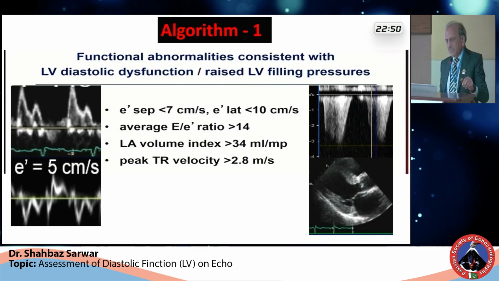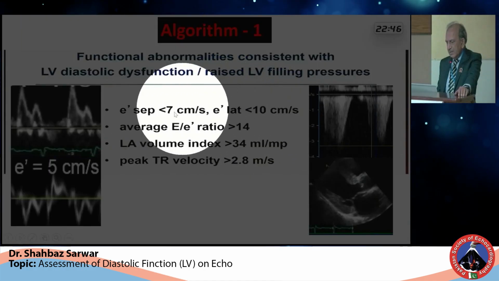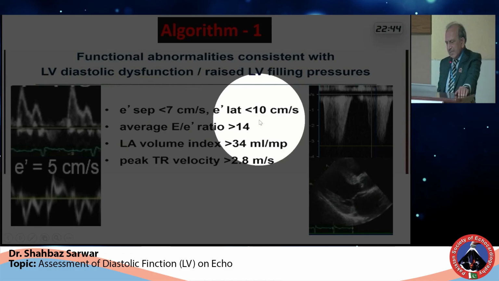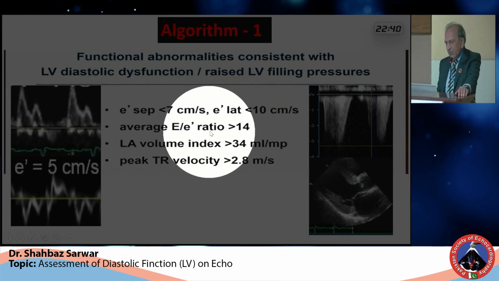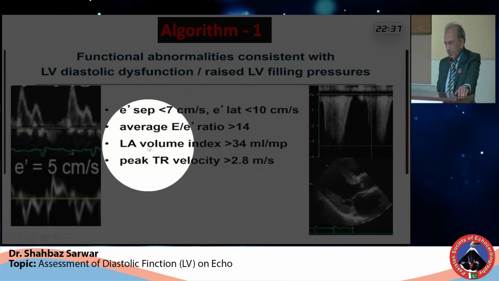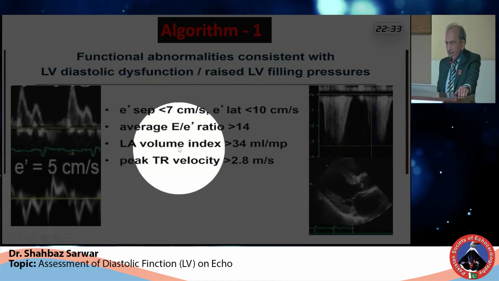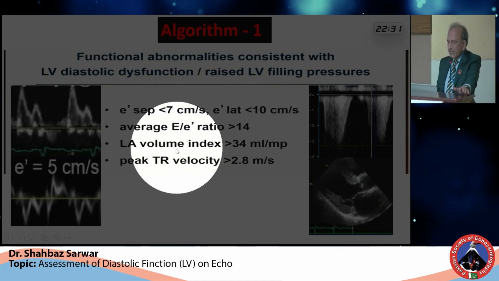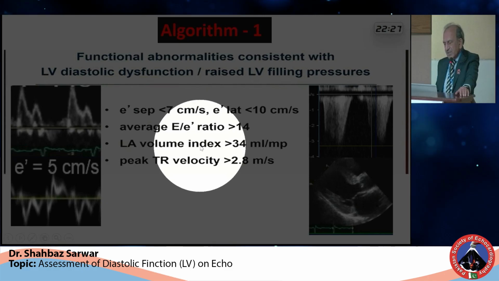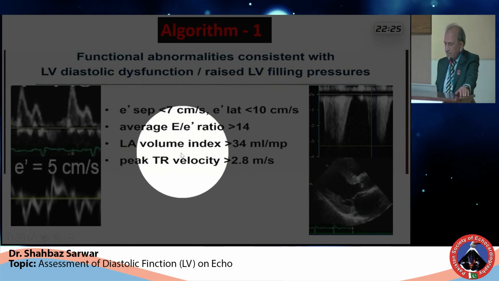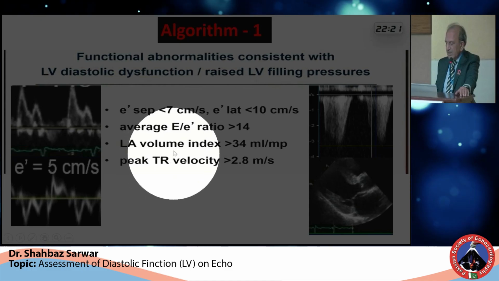So algorithm 1 is that when the E velocity is less than 7 and medial and lateral is less than 10, average E by E prime is more than 14, LA volume index is more than 34, and peak TR velocity is more than 2.8. So if you have the majority of them abnormal, then that is grade 1 abnormality or diastolic dysfunction. If you have the majority normal, then you have normal diastolic function.